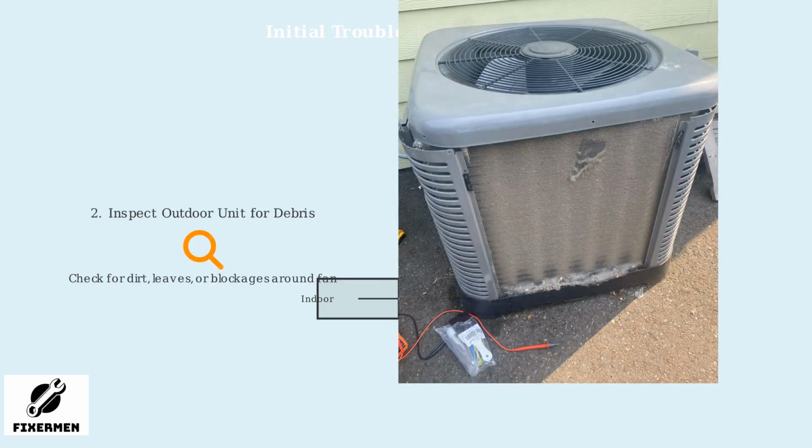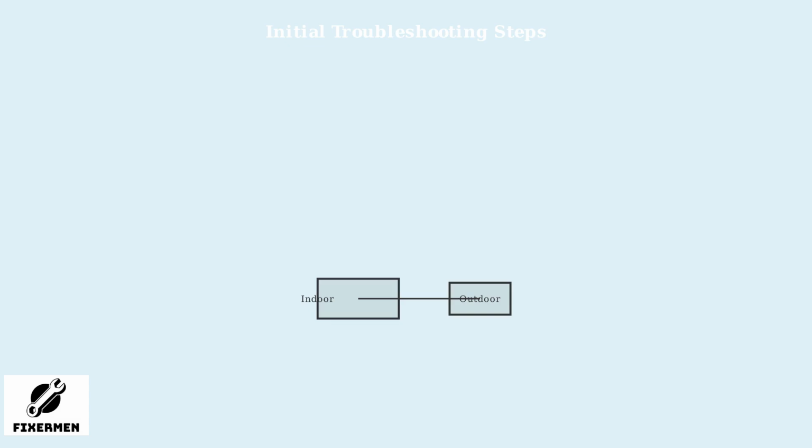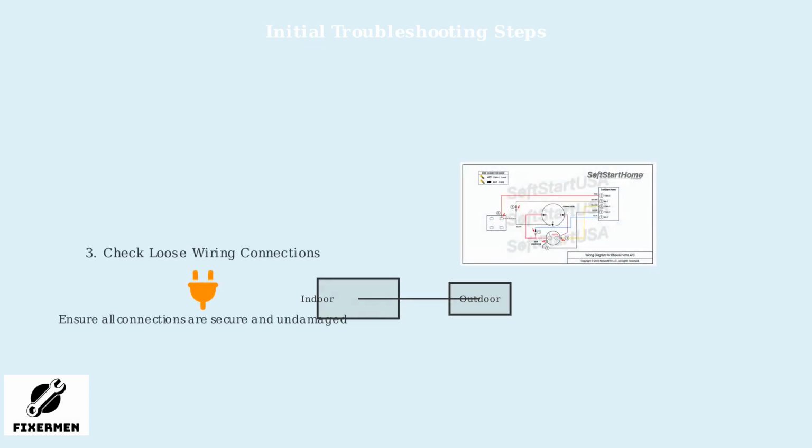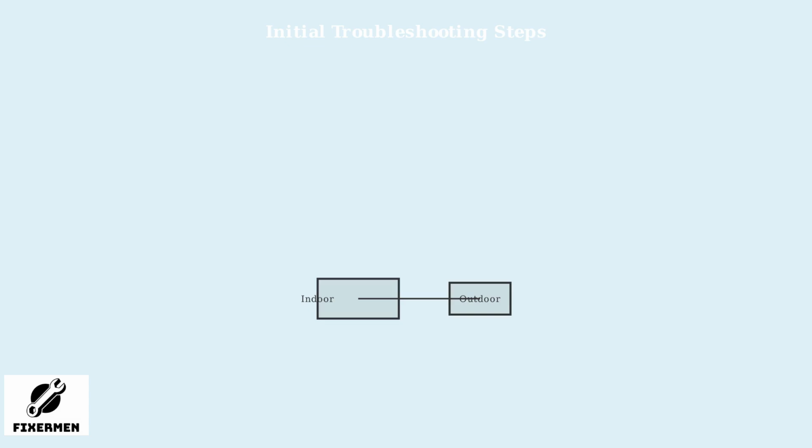Next, inspect the outdoor unit for visible debris blocking the fan. Look for dirt, leaves, or other obstructions that could prevent proper airflow and cooling. Then, check for loose or damaged wiring connections. Ensure all wires are securely connected and show no signs of corrosion or fraying. If you're comfortable with tools, test wiring continuity using a multimeter. This checks for electrical breaks that could affect the fan motor operation. These initial steps can resolve most common causes of error code 240. If the problem persists, it's time to call a professional technician.